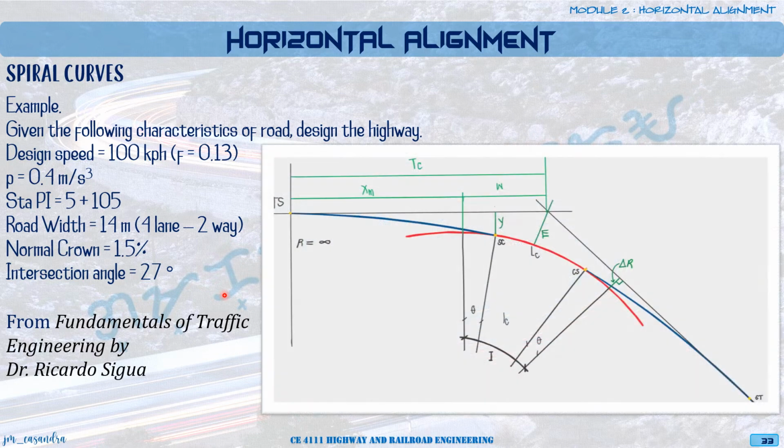For our problem, we're given the original circular curve. From here to here is the station of the PI, which is 5+105, and the intersection angle is 27 degrees. What we want to do in this problem is to identify if there is a need to reduce our circular curve and add a spiral to our design.